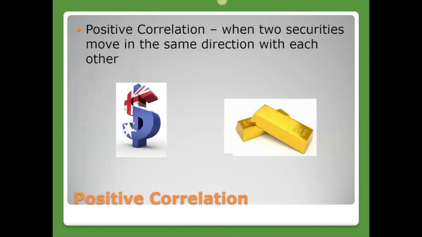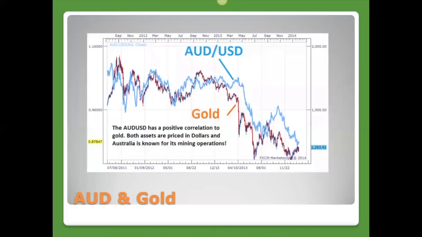And when things are broken, it's best to not trade them. It's best to leave them. But generally, you will see that there's a positive correlation between Australian dollar and gold. So here's a chart that shows the correlation between Australian dollar and gold. We see that Australian dollar is here in the blue and gold is the red one here. And both of them will move in the same direction.